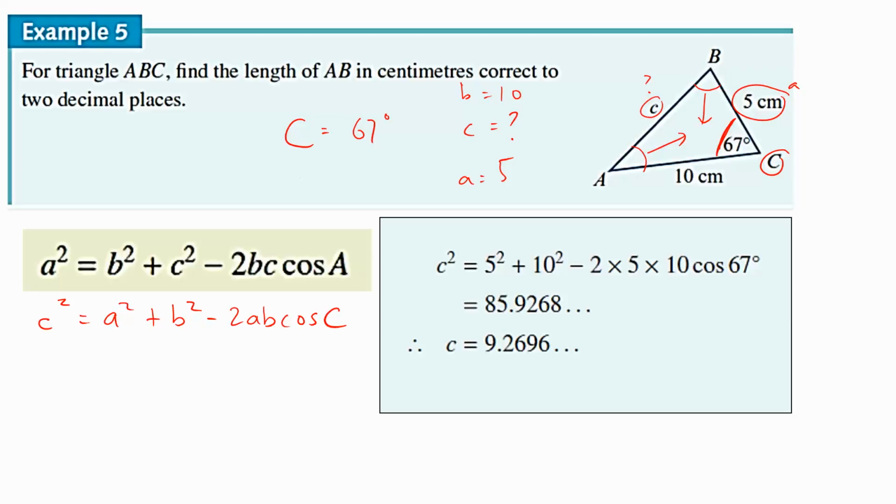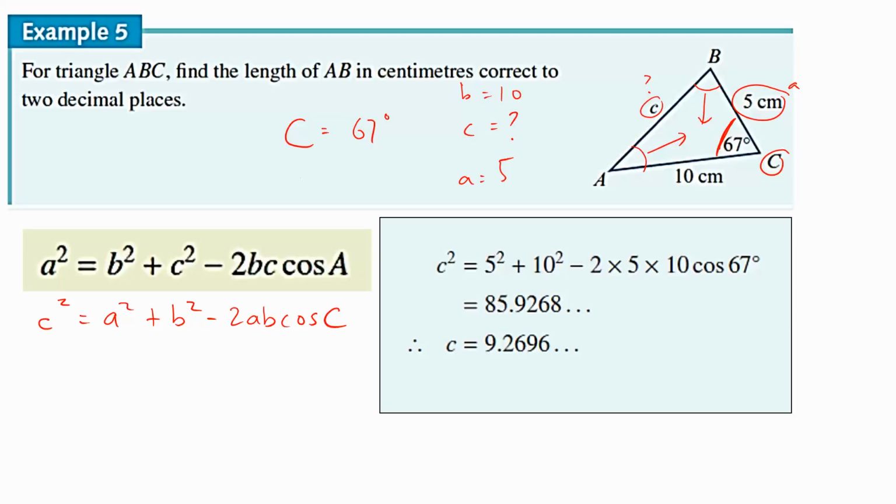Simple and easy. So it's all about identifying your points first, knowing which rule to use to help you solve it. Remember the rule, and it's plug and play. So A is 5, B is 10, minus 2 times A times B, cos of 67 degrees.